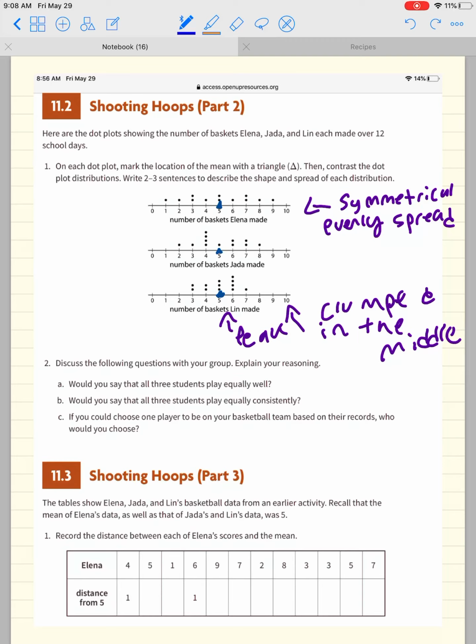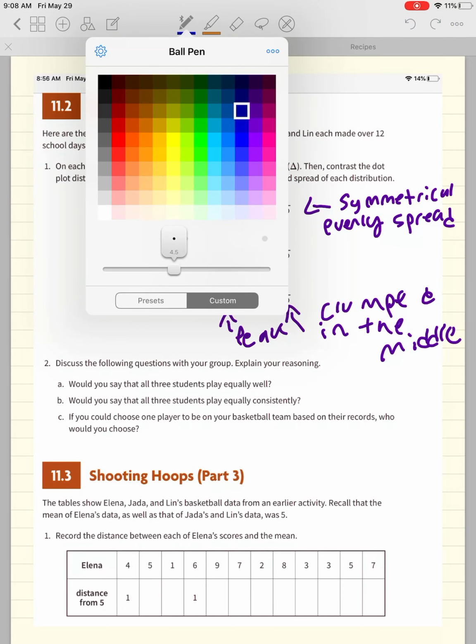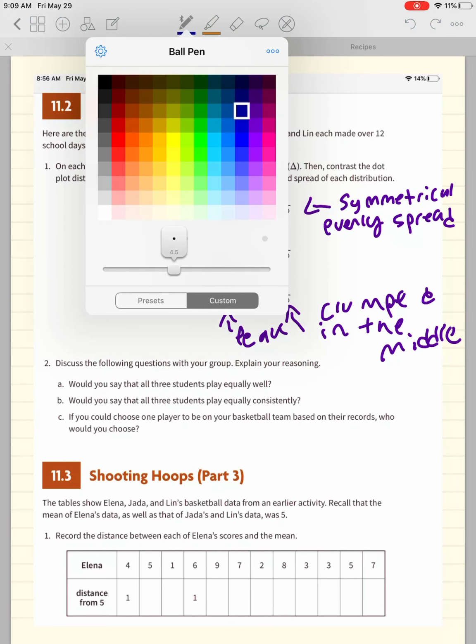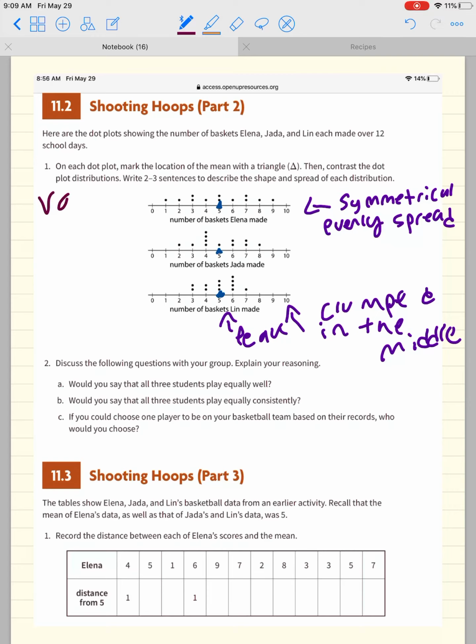Now, would you say that all 3 students play equally consistently? So consistently means you're doing pretty much the same thing every day. So if you're getting 4 or 5 baskets every single day, that's pretty consistent. If you're getting 1 basket one day and 9 baskets the next, that's very inconsistent. So for this one, Lynn is definitely the most consistent of the friend group because she's getting consistently between 3 to 7 baskets, where Elena is getting 1 basket, 2 baskets, 3, 4, all the way to 9. So Lynn is definitely more consistent and Elena is more variable. Okay, I'm going to put those on the side so that you guys can see. This is variable. This is consistent.